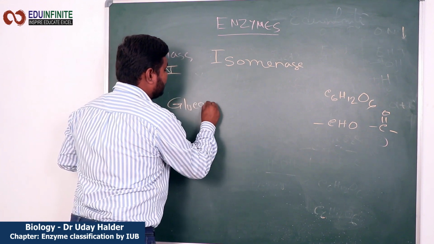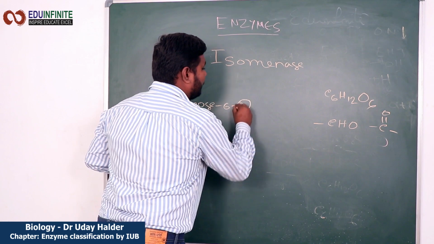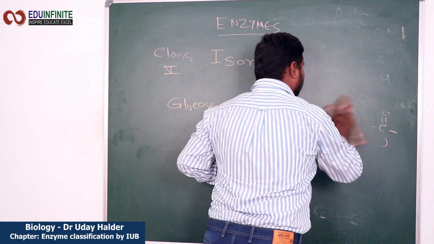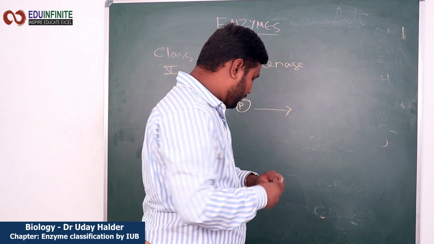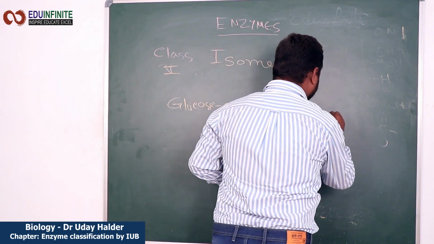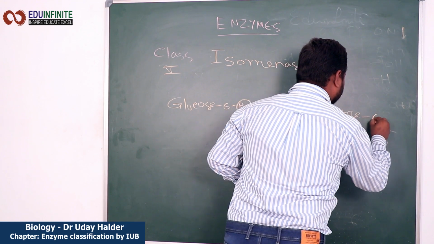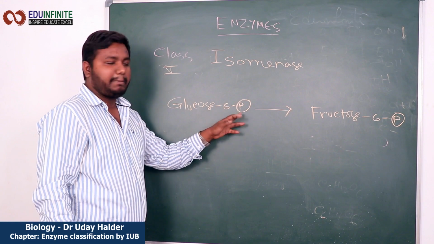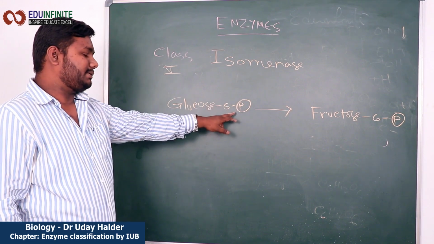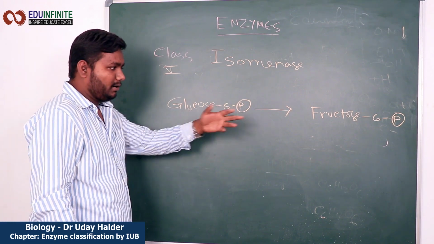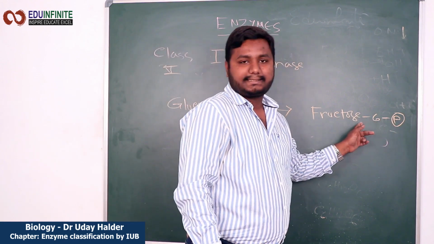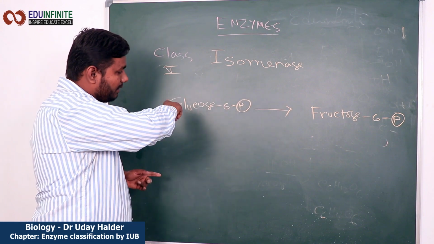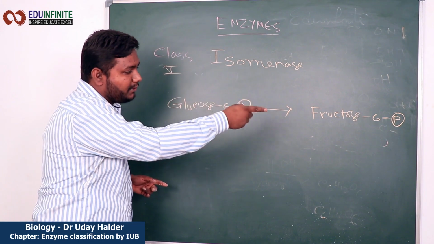So glucose 6-phosphate is converted into fructose 6-phosphate. Let me tell you guys, don't think about this phosphate. Here the phosphate was attached to the 6th carbon of the glucose, and here also phosphate is attached to the 6th carbon of the fructose. But the thing is that glucose is converted to fructose. So glucose is converted to its isomer, which is fructose here.